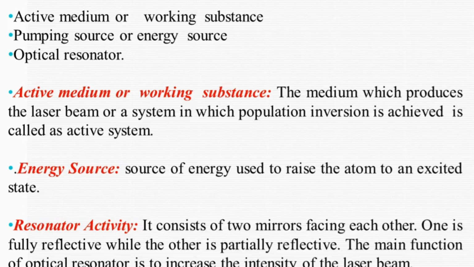The source of energy is used to raise the atom to an excited state. We have seen in the previous class how the atom is raised to an excited state in absorption of radiation, spontaneous emission, and stimulated emission. The third one is the resonator cavity. It consists of two mirrors facing each other. One is fully reflective while the other is partially reflective. The main function of the optical resonator is to increase the intensity of the laser beam.